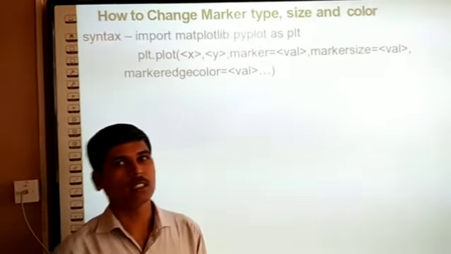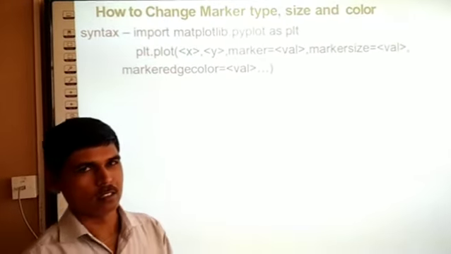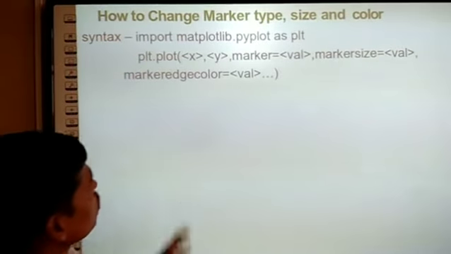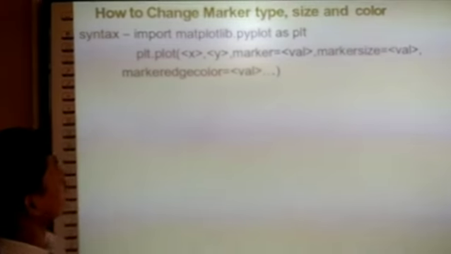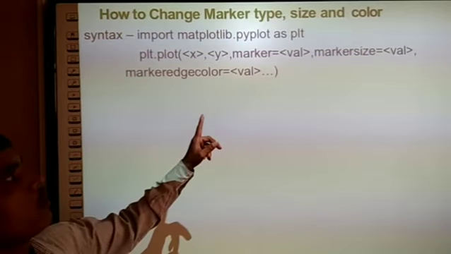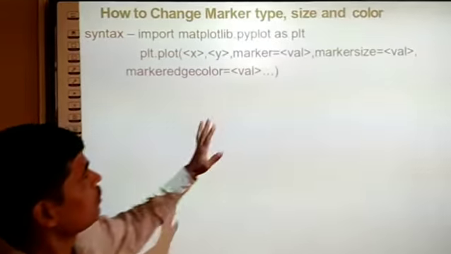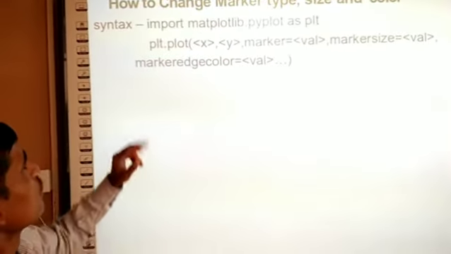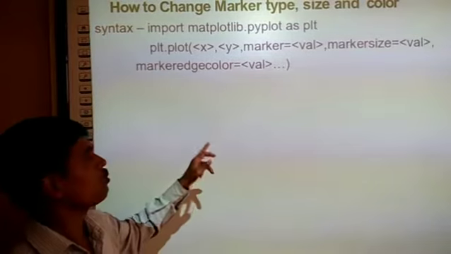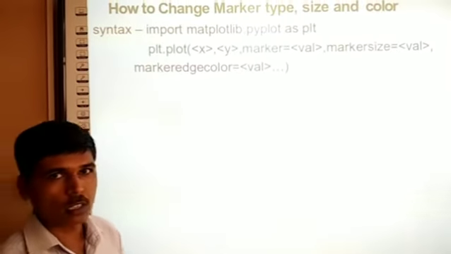How to set the line width and line color. Okay, now how to change the marker type, size and color. See the syntax. Import matplotlib.pyplot as plt. Okay, matplotlib is imported and one object is created, that is plt. Now plt.plot, because the plot method is used to draw the line chart.